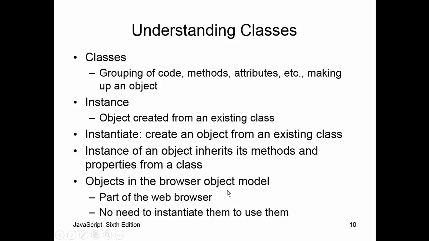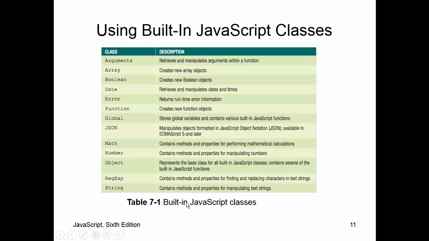It says here, objects in the browser object model, or the BOM that we talked about previously, are part of the web browser. So you don't need to create them. They're just available to you. So here are some built-in JavaScript classes, and these are shown in your book in Table 7.1 on pages 457 and 458. All right, so these are built-in JavaScript classes, which means you can use them. We'll see some examples as we go on in here.